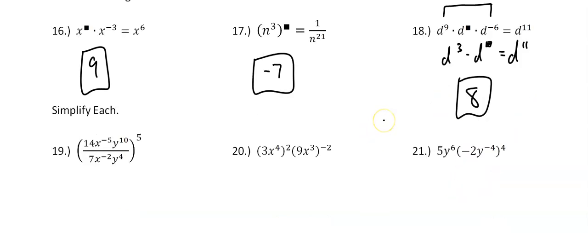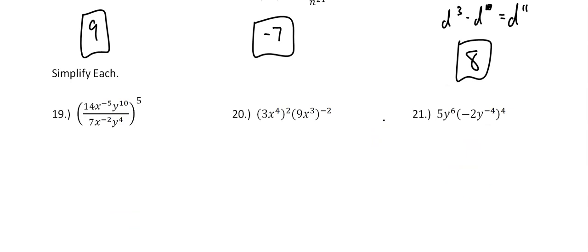Okay. Now we get into some of these more complicated ones. Again, follow order of operations. Do one operation at a time. So you're doing one rule of exponents at a time. So order of operations, I start inside the parentheses. So inside the parentheses, I do the division first. 14 divided by 7 is a 2.